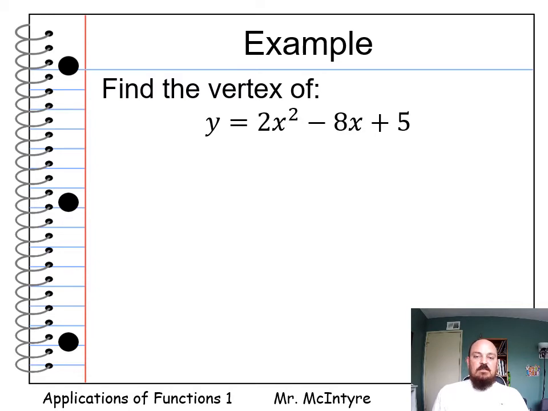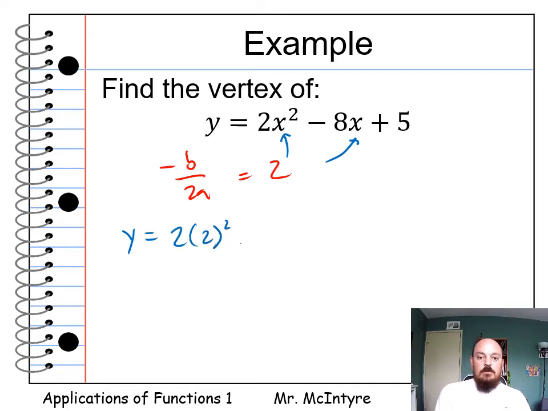So let's add to this example. This is the same problem from before, so I'm not going to redo the work. I do my negative b over 2a and I get 2. That was from the first part of my example. Now, for the second part of this problem, I'm going to take that 2 and plug it into my equation for all of the x's. So I have 2 times 2 squared minus 8 times 2 plus 5. And we do the exponents first. 2 squared is 4. This is order of operations.